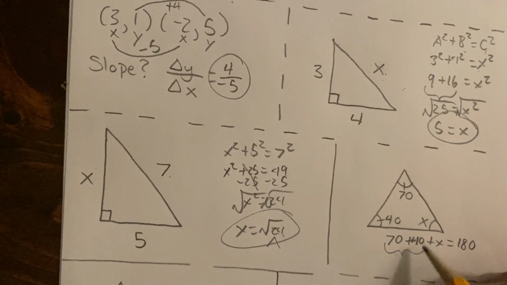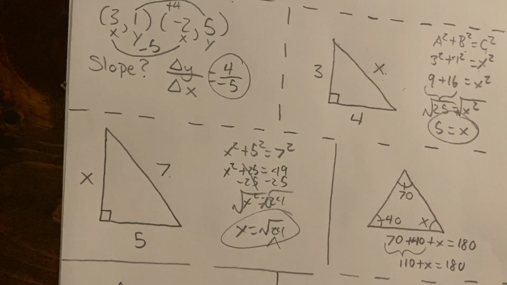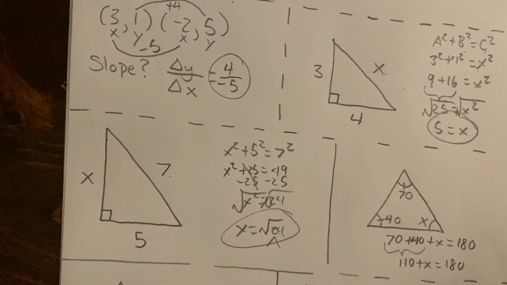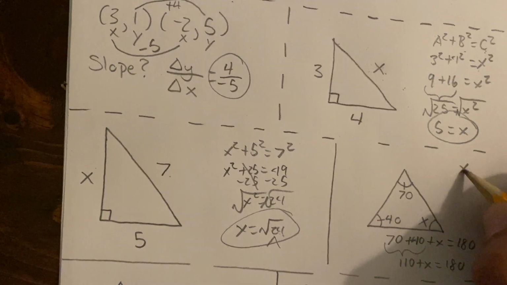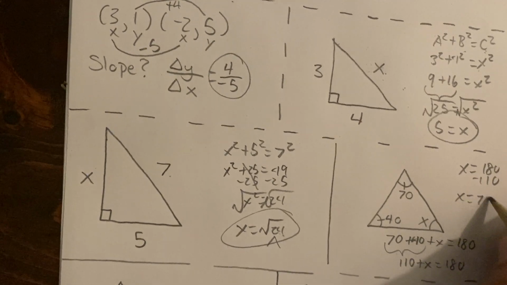Let's put these together, maybe that'll make it easy. 110 plus something equals 180. Well, I know it's 70. But if you don't know and you still have to work it out just a little bit more, you subtract 110 from both sides. So now you're left with x equals 180 minus 110. So now x equals 70.